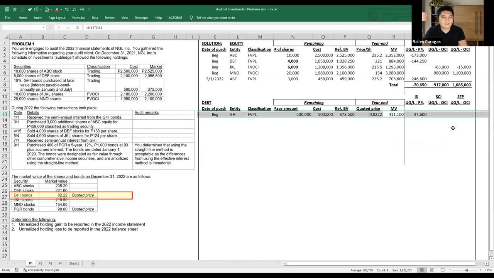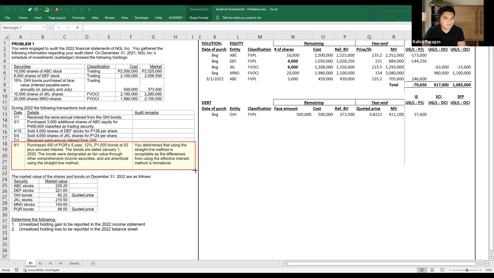Okay, punta naman tayo kay PQR. So sabi natin, during the year, nag-purchase ka, actually, on September 1, ng PQR share debt. So you purchased 400 of PQR's 5-year, 12%, 1,000 bonds at 93 plus accrued interest. So same case, pag sinabi dito na 93, ang ibig sabihin yan, yung purchase price mo is 93% of the face amount of the bonds. Okay? So ganyan yung interpretation natin dyan.